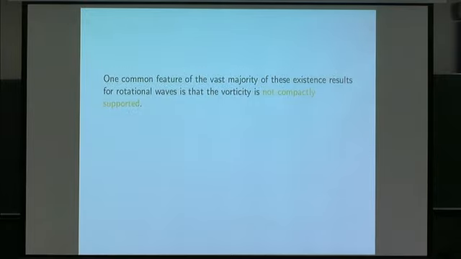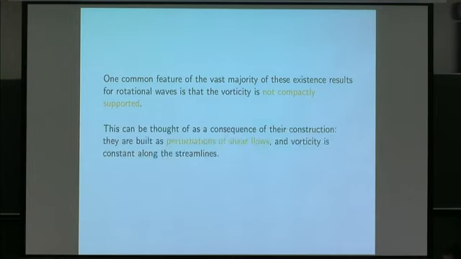Okay, so I just want to point out though that much of this work that we've been doing for the past decade has the common feature that, even when you do have vorticity, it's not compactly supported. Actually, it's not even localized in any sense. I don't know if this is a conscious decision on anyone's part, but I would say it's more like a consequence of the way in which we typically construct these waves, right?